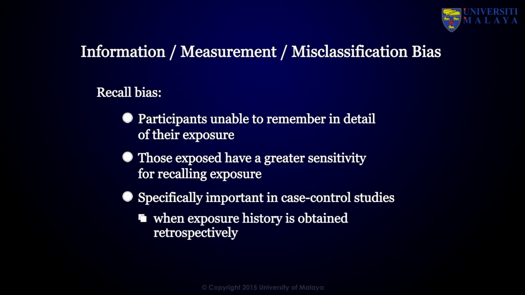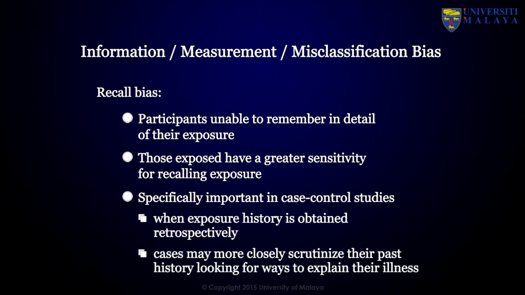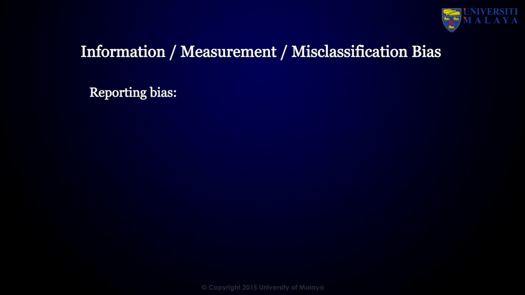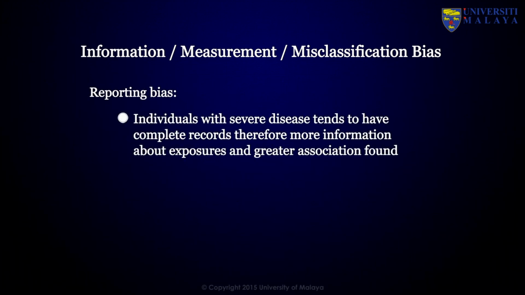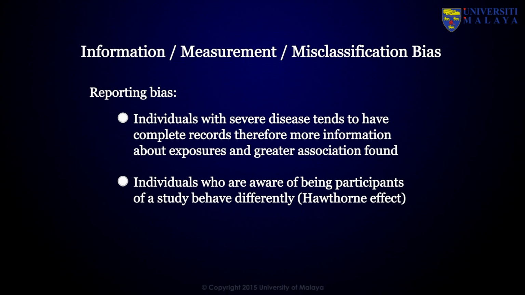When exposure history is obtained retrospectively, cases may more closely scrutinize their past history, looking for ways to explain their illness. Reporting bias: individuals with severe disease tend to have complete records, therefore more information about exposures and greater association found. Individuals who are aware of being participants of a study behave differently. This is called the Hawthorne effect.